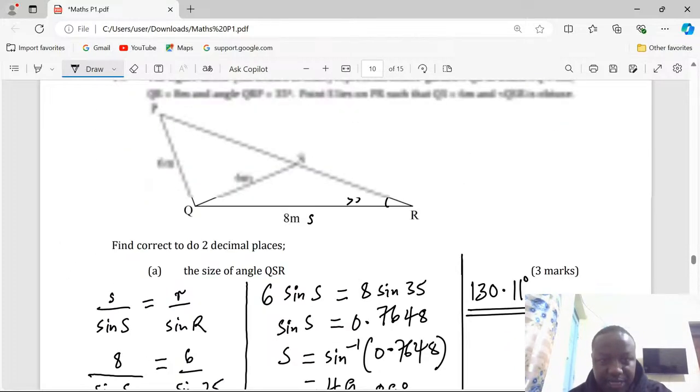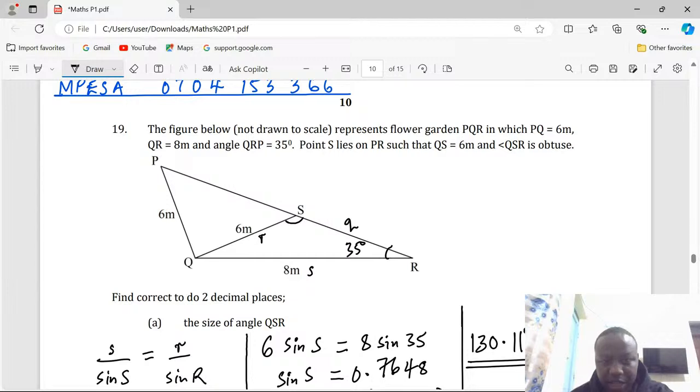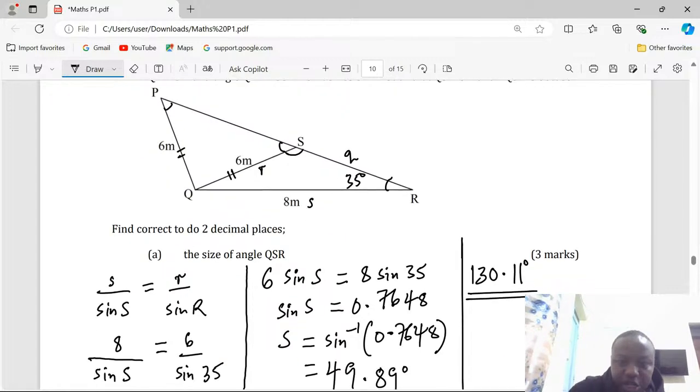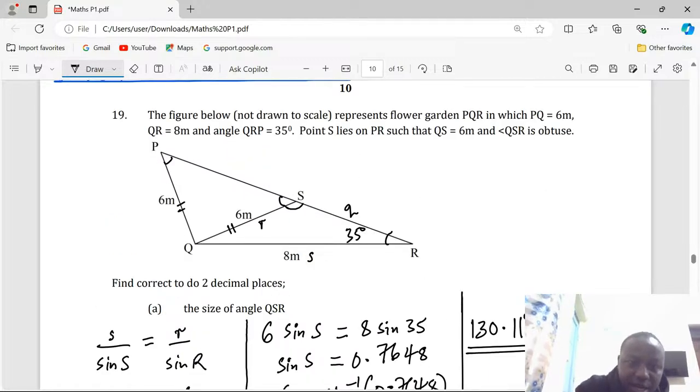The length of PS. Let's look at PS. So the length of PS, it's good for people to know that the angle at this point, those two sides are equal. They are both 6. So that means the two angles here are also going to be equal. And that being a straight line, it means the angle at that point is going to be 49.89.